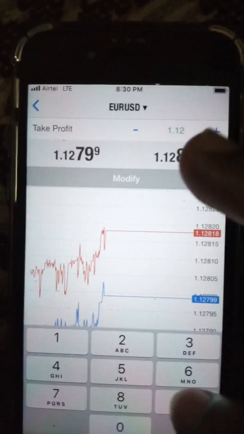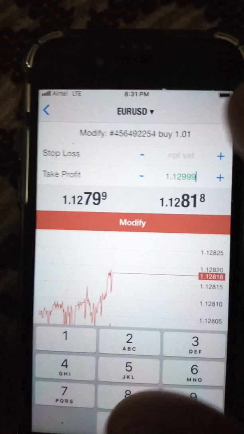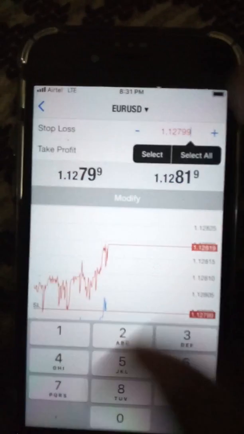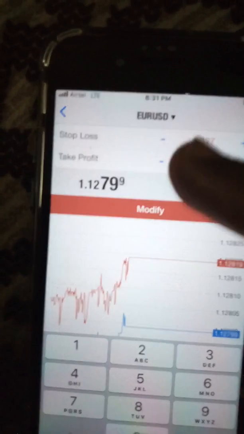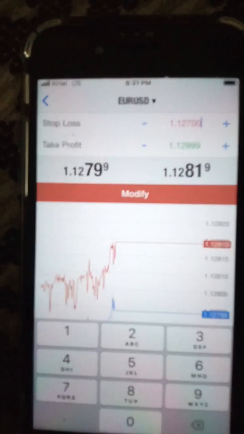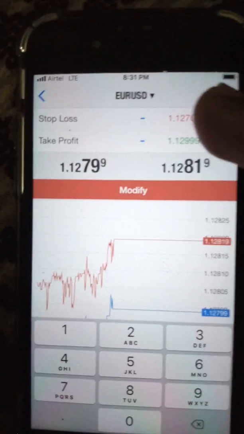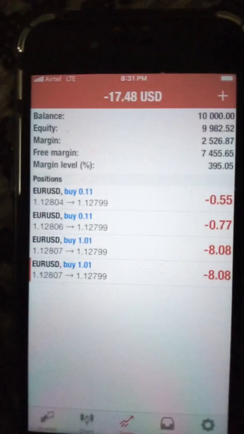So I can put 1.1299 and then I come down. I want to put my stop loss. I want to put my stop loss at 1.12700. Okay, so I've set this trade automatically for future to take profit at 1.129 and I modify it. So once modified, it's already modified.